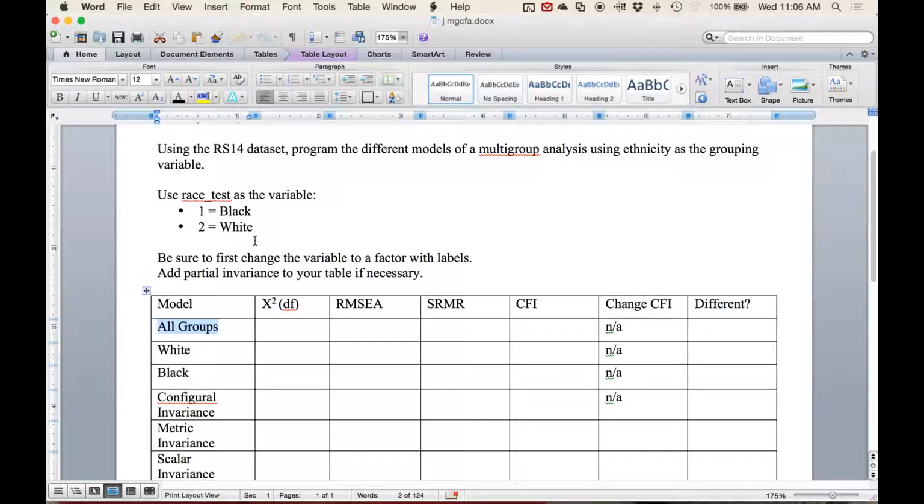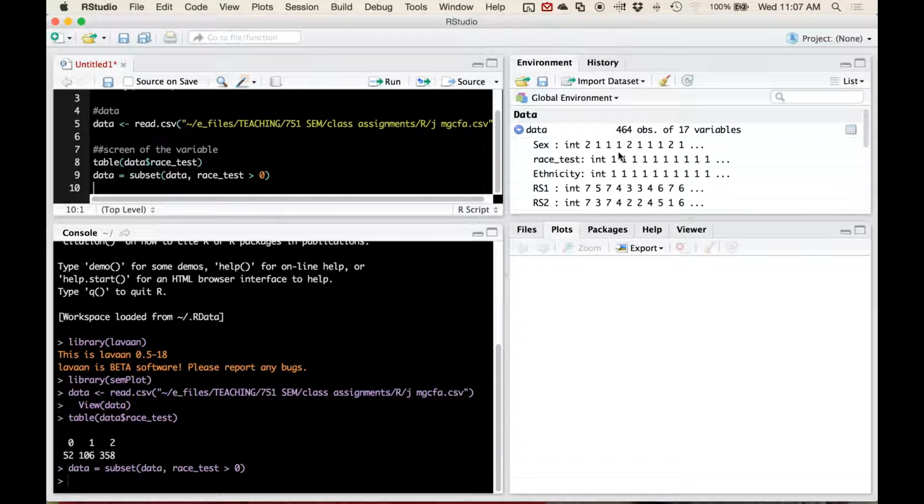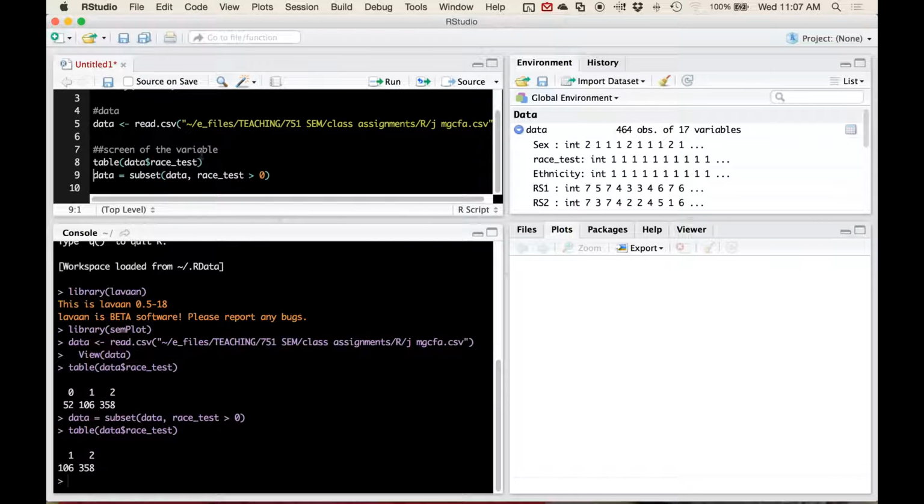So I want to exclude all those other groups first, otherwise it will test them all together. Since we're only going to do this analysis on blacks and whites, I don't know that it's fair to add the extra 52 people into an all groups analysis because they're certainly going to get excluded in a minute. So let's exclude those people. So I'm going to make a new data set where I subset the data. There's a bunch of ways to do subset, but I really like the subset function. So I'm going to subset data where race test is greater than 0. I also could do race test equals 1 and race test equals 2, but since this is an integer still, I want to do it as greater than 0. So that should leave us with like 460 something. Now if I ran this table again, I'd see I only have 1s and 2s.